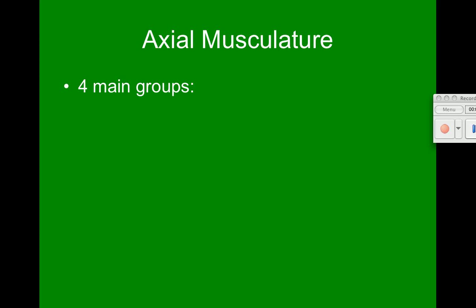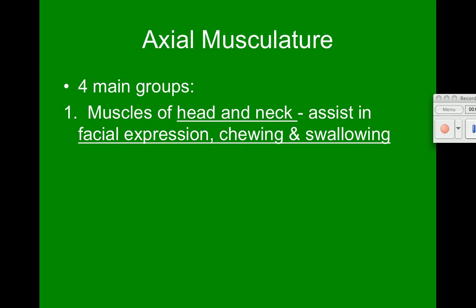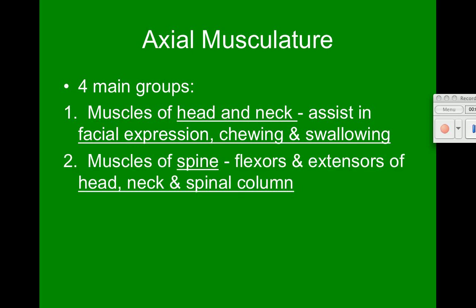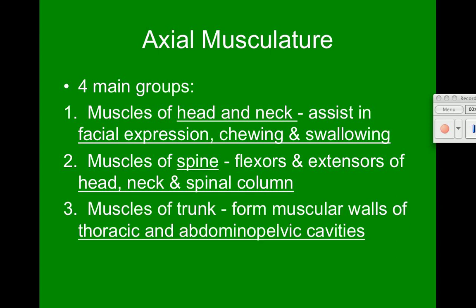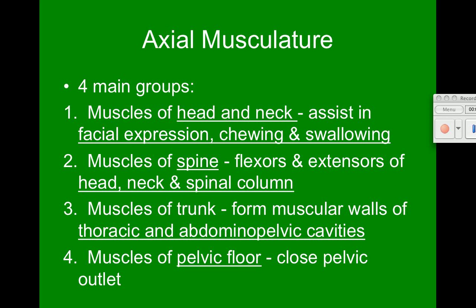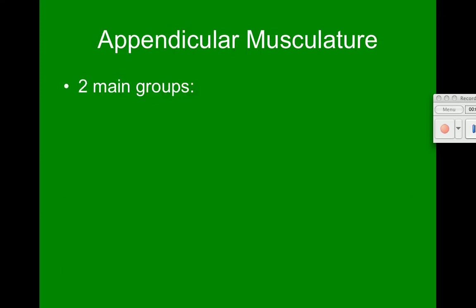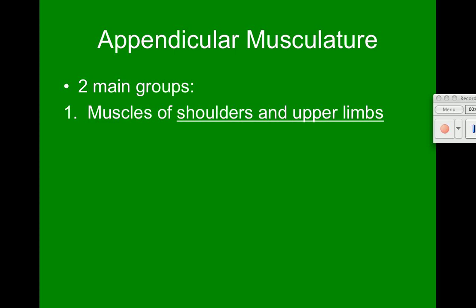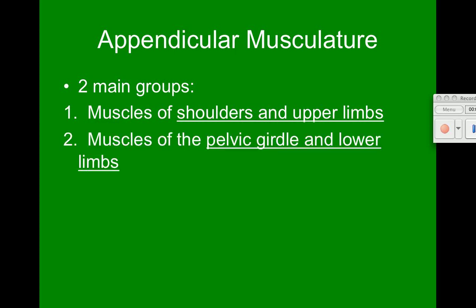We have the muscles of the head and neck on the axial musculature, and those are with facial expression, chewing, and swallowing. We have our spinal muscles, which flex and extend the head, neck, and spinal column. Trunk muscles, which form the walls that close in the thoracic and abdominal pelvic cavities. And then the muscles of the pelvic floor, which close the pelvic outlet, that opening at the bottom of the pelvis. Now the appendicular musculature, we have, again, two main groups: the muscles of the shoulder and upper limbs, and then the muscles of the pelvic girdle and the lower limbs.